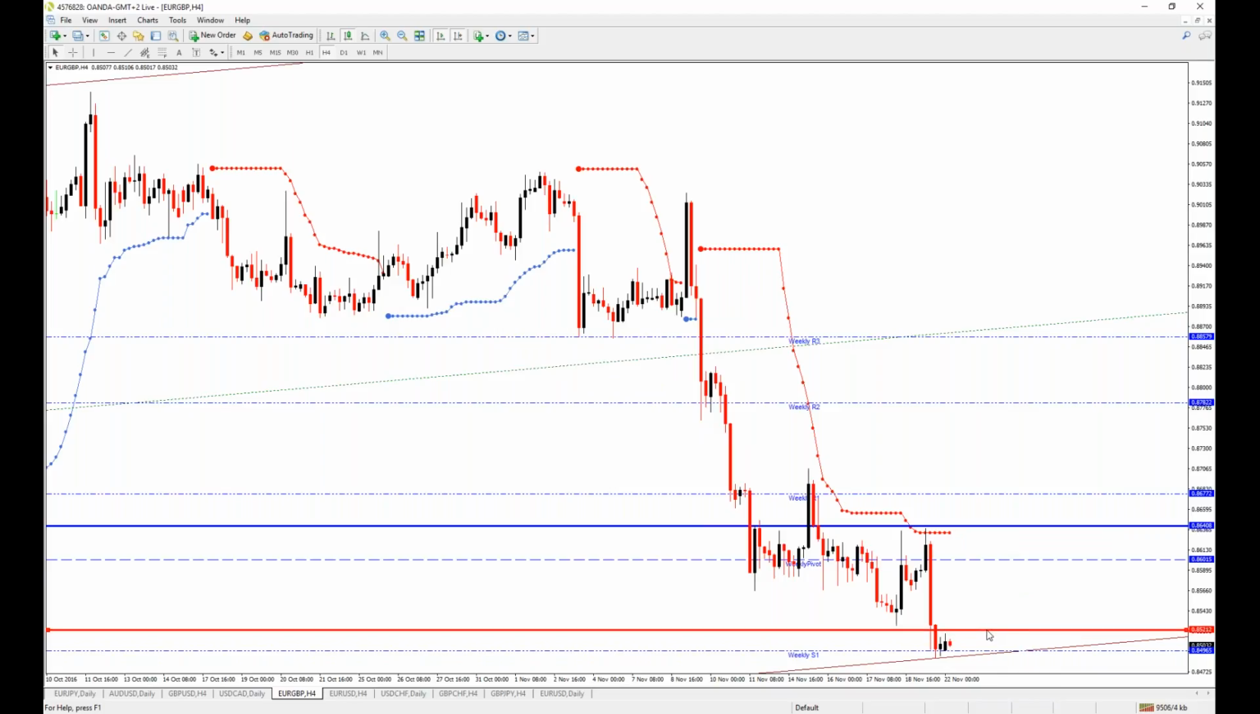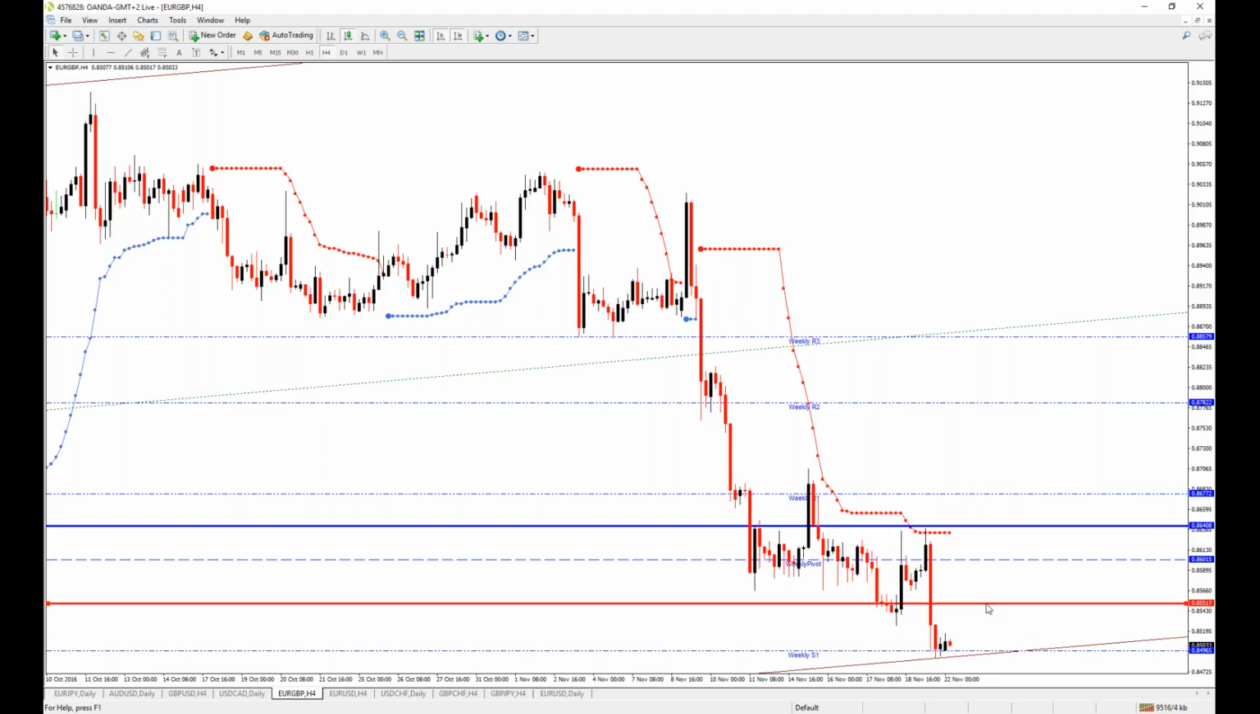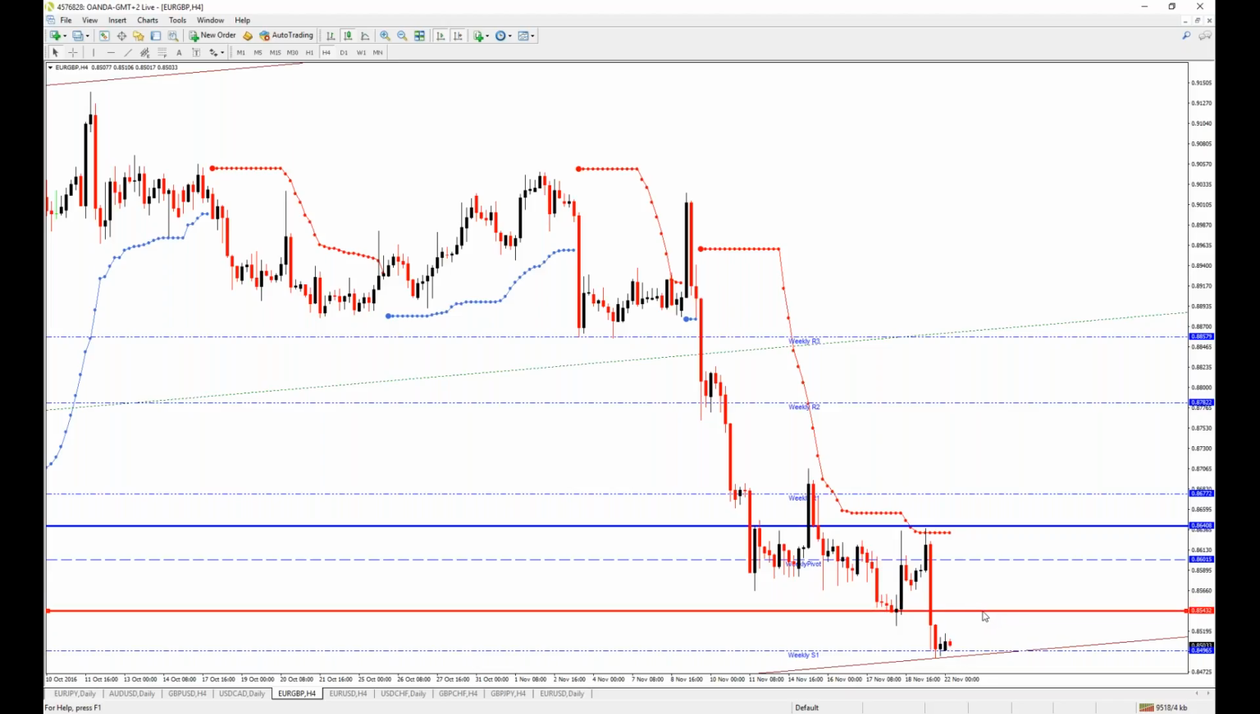Okay, I like to try to keep it within 100 if I can. So I would like it to be about 85.40 at the farthest. So we're going to place this at 85.40, which will start us off with a 100 pip stop loss. Okay?